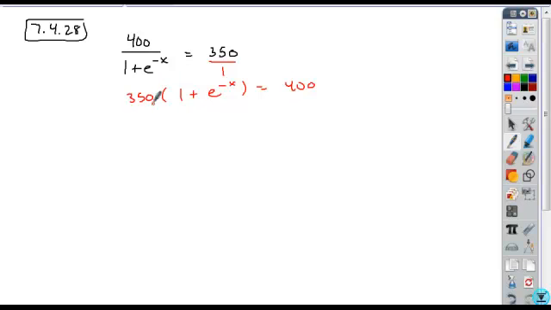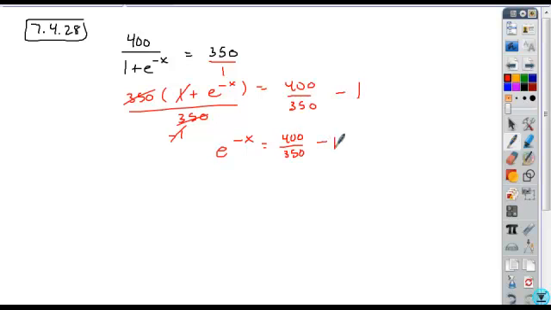So I could distribute the 350 through, but what I'm going to do is just get rid of it all at once. Instead of putting it into two separate terms, I'm just going to put it into this one term by dividing. Okay, and so now what I would do is subtract a 1 from both sides to move this 1 over, and I get e to the minus x is equal to 400 over 350, again, which could reduce, but I can leave it in this form.